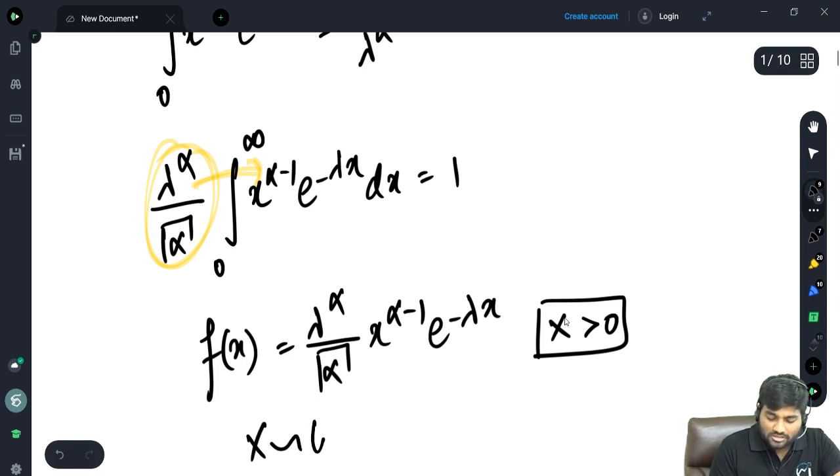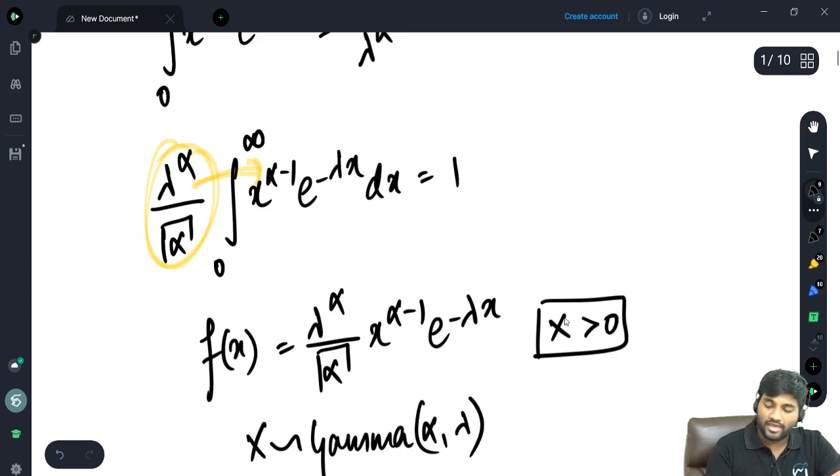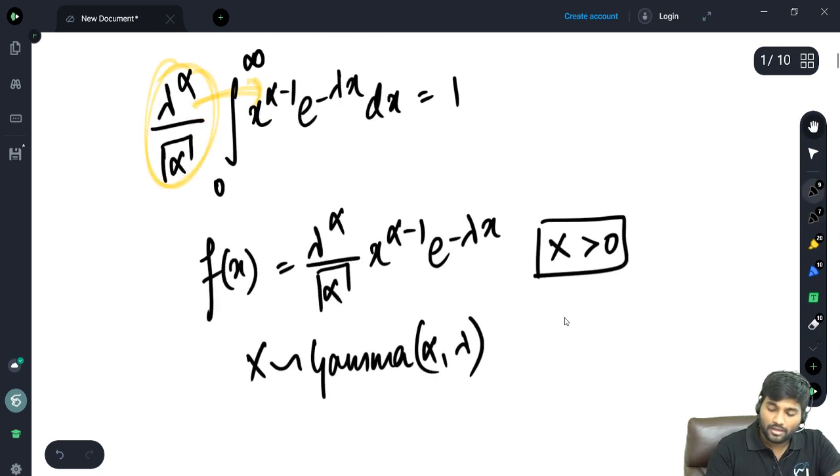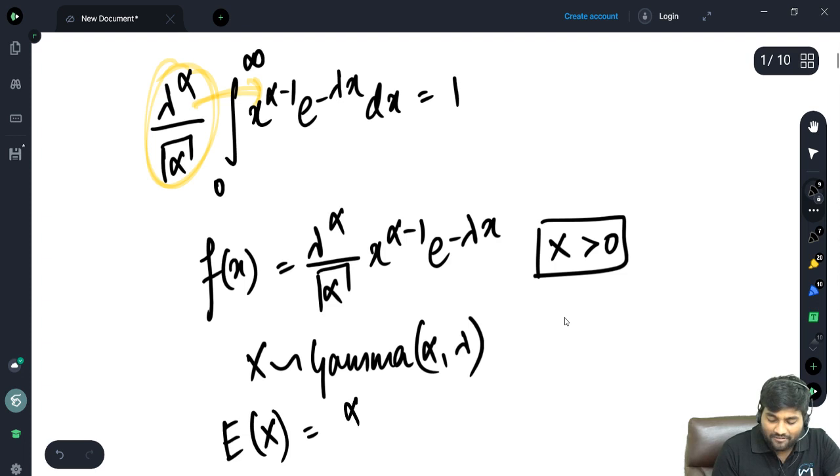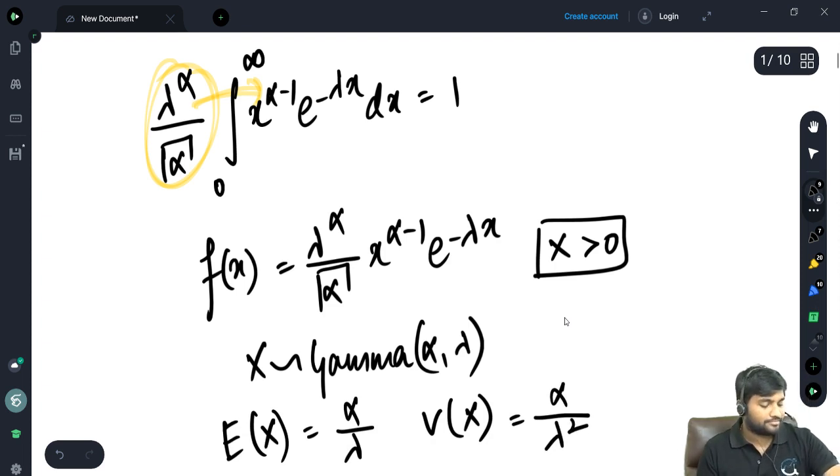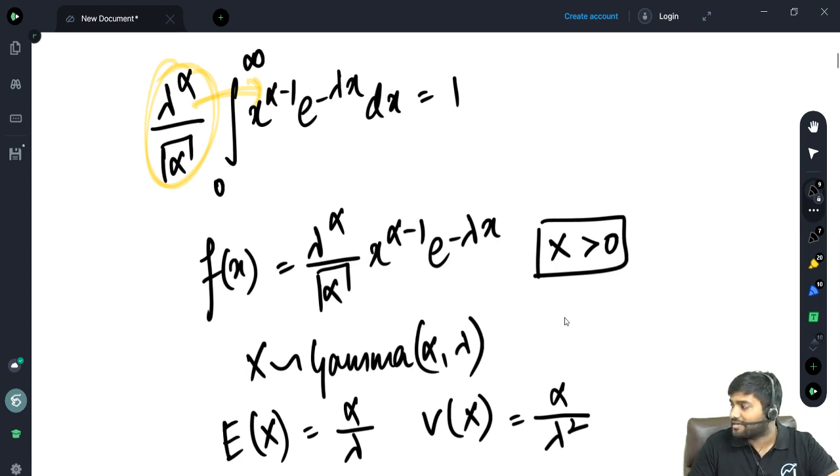X follows gamma alpha comma lambda. The mean for x will be alpha by lambda, and the variance for x will be alpha by lambda square. Please copy till here. Gautam Goel, is it clear?